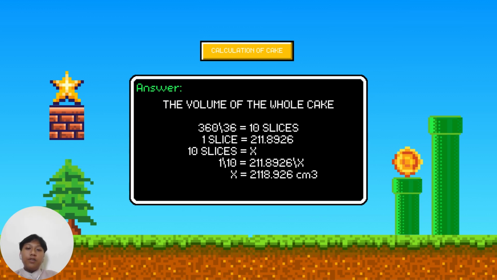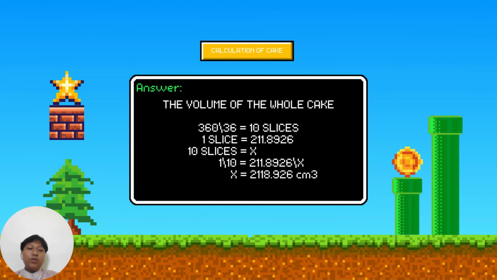So, I'm going to calculate the volume of the whole cake. Firstly, 360 over 36 equals 10 slices. So, 1 slice equals 211.8926. So, we are going to search for 10 slices.